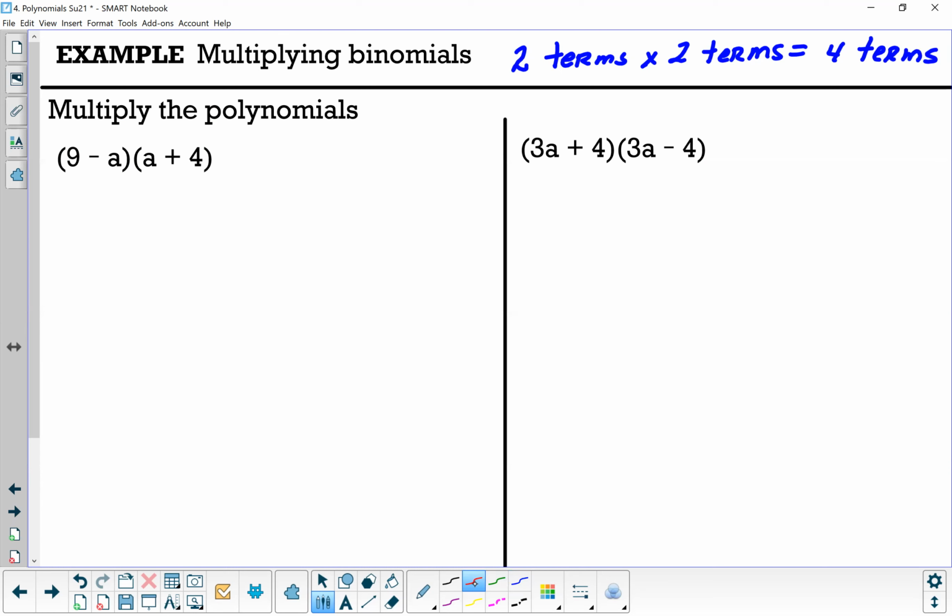Okay, so here I have the parentheses 9 minus a, close parentheses, parentheses, a plus 4, close parentheses. So here I can see I'm multiplying the first set of parentheses to the second set of parentheses. And this still means that we are distributing. We'll start with the 9, and we'll distribute the 9 to the a and to the plus 4. So you can think of it like this, as doing 9 times the a plus 4 first. So that gives us 9a plus 36.